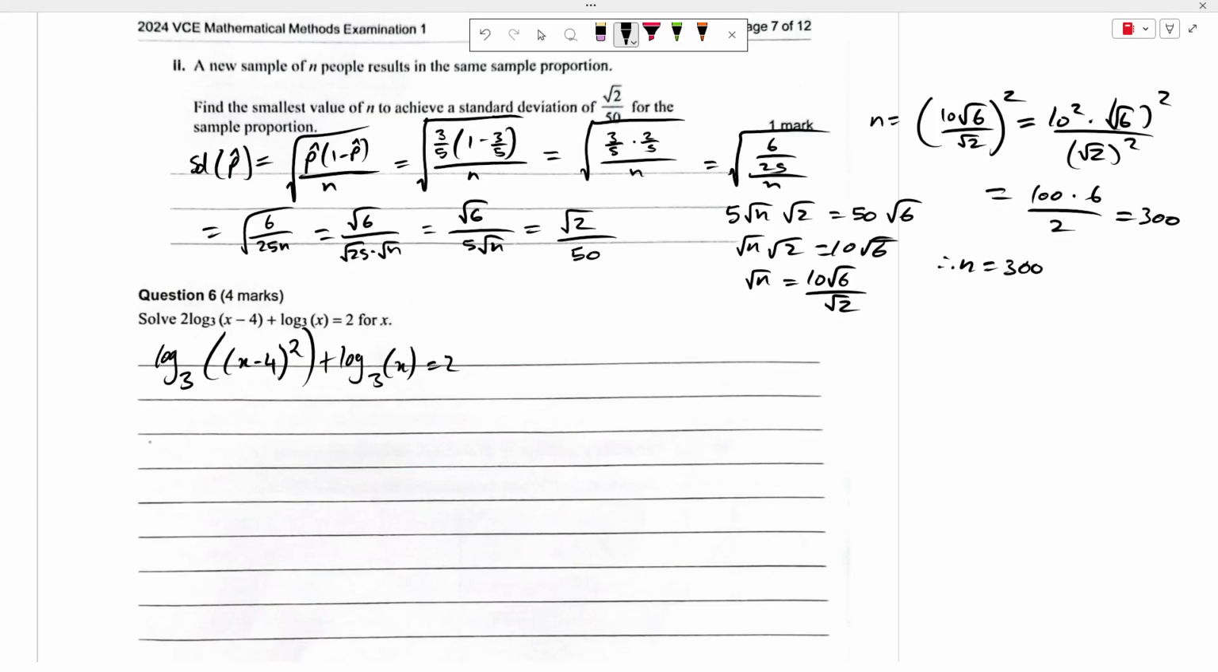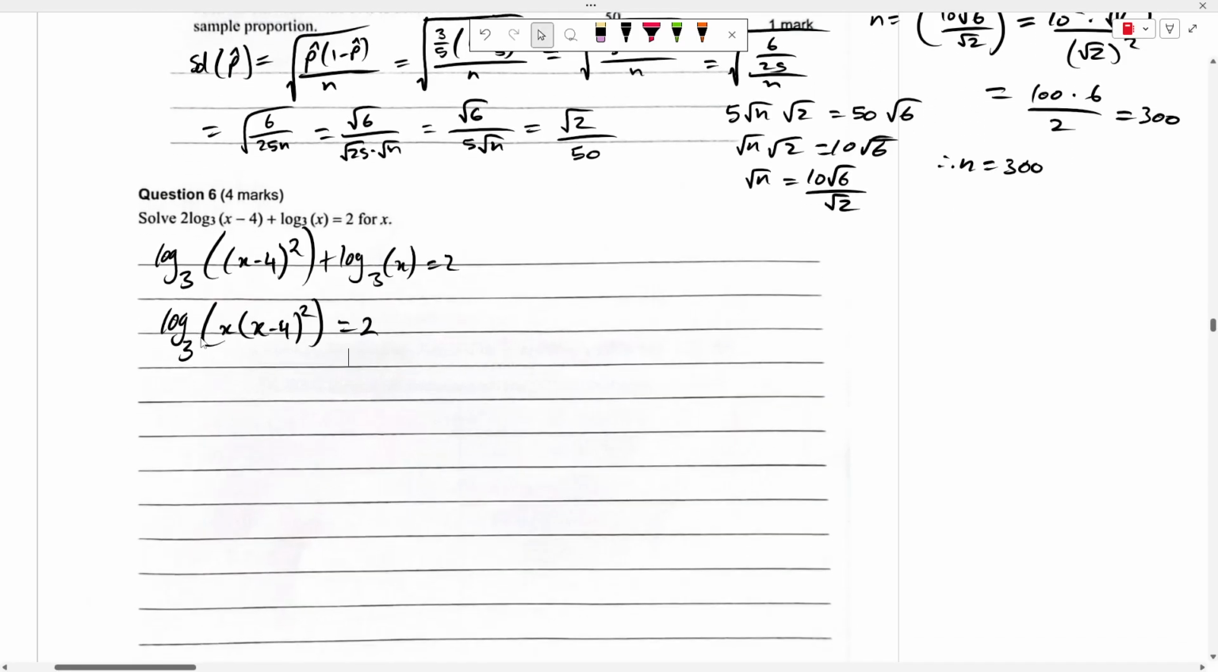Now when you're adding 2 logs of the same base, that's actually just going to be a log with the same base and whatever was inside them multiplied. Now we're going to get this 3 to the power of 2, which is 9. That's going to be equal to whatever's on the inside. So that's going to be x times x minus 4 squared, so a minus b squared is a squared minus 2ab plus b squared. So minus 8x plus 16 is equal to 9.